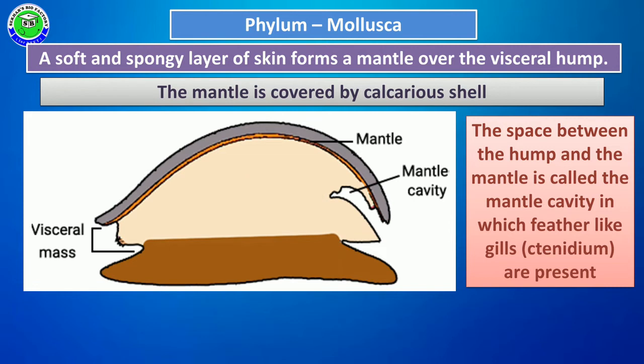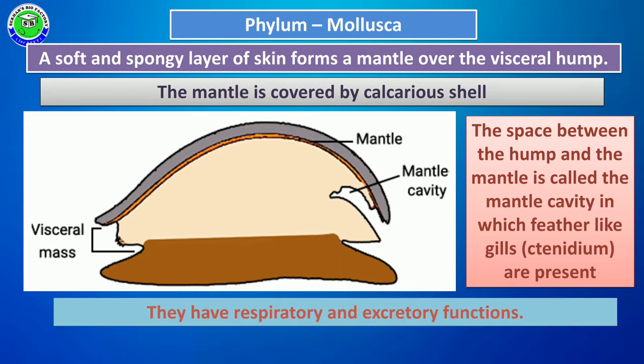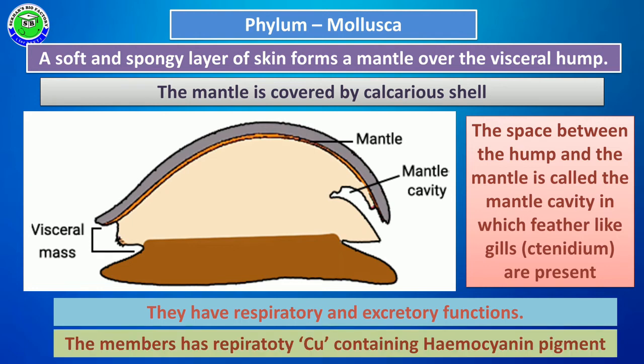In this mantle cavity, we can observe some feathery structures called gills or ctenidium. These gills or ctenidium are present in the mantle cavity to perform functions like respiration and excretion. The process of respiration and excretion is performed by gills present in the mantle cavity. Along with this, these members have a copper-containing respiratory pigment called hemocyanin for respiration.